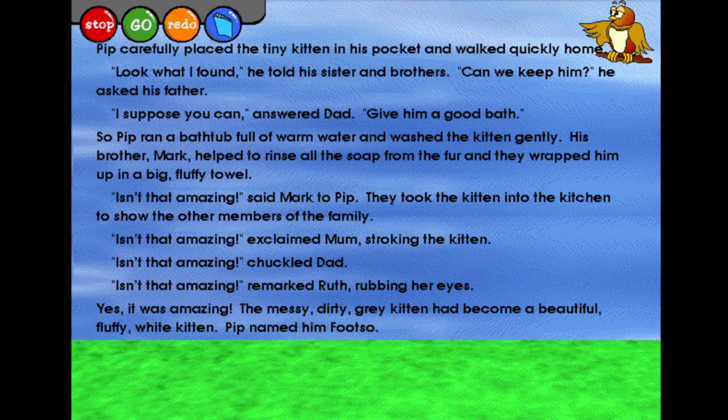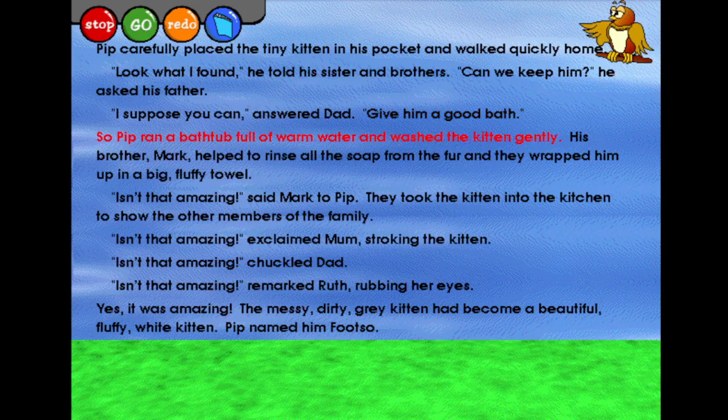Read the story about a lost kitten. Click on the book if you would like to hear. Pip carefully placed the tiny kitten in his pocket and walked quickly. "Look what I found," he told his sisters and brothers. "Can we keep him?" he asked his dad. "I suppose you can," answered Dad. "Give him a good bath."